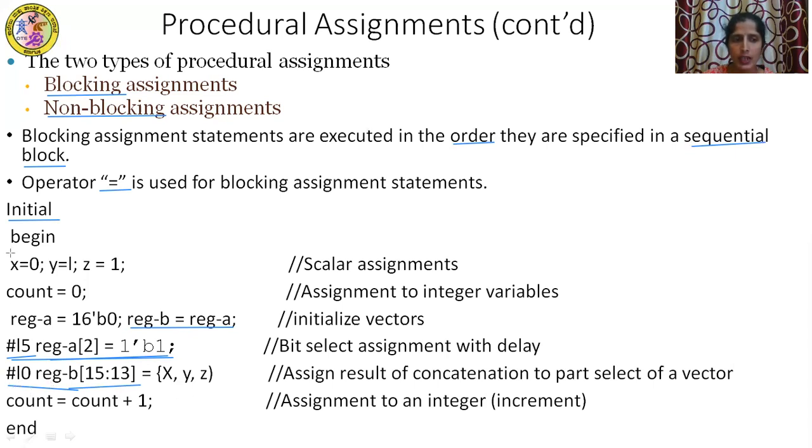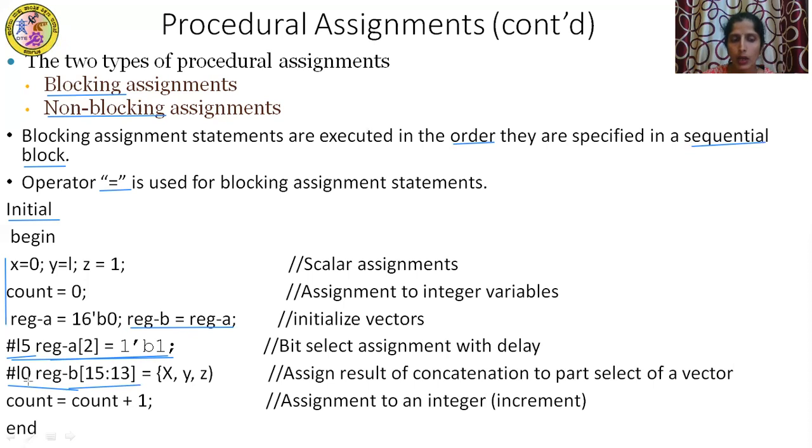Whereas all these first set of statements will be executed at the 0th instant of time. Then what about the time at which the last statement, count is equal to count plus 1, will be executed? So this statement will be executed after a delay of 15 plus 10, that is 25 units of time.